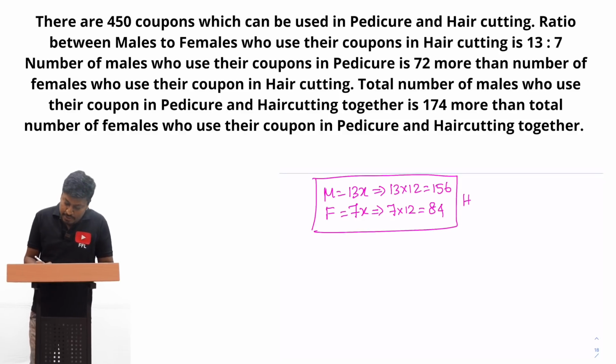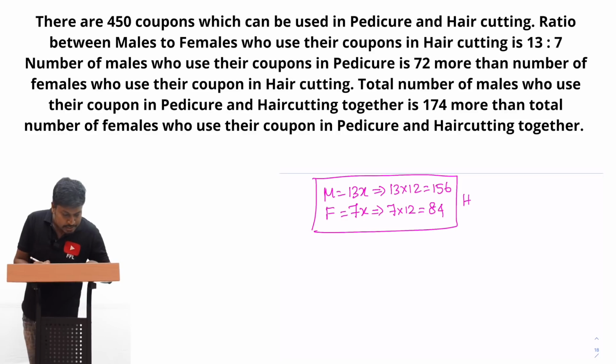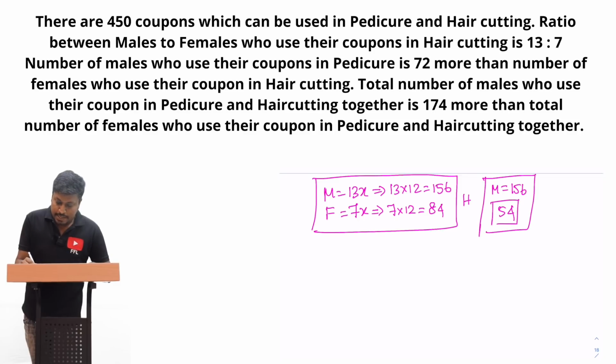And similarly for the pedicure. We know that pedicure for male is how much? Just now we found it is 7x plus 72. We know that x is equal to 12. So 7x plus 72 for male will be 156. Female, 378 minus 27, this will be 54. So this value is for pedicure, and this is for hair cutting. That's it.